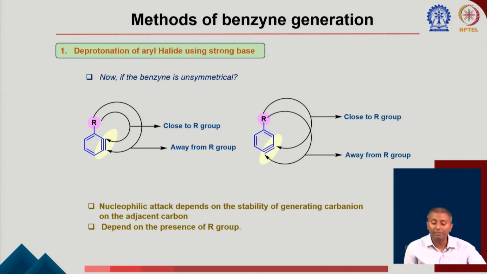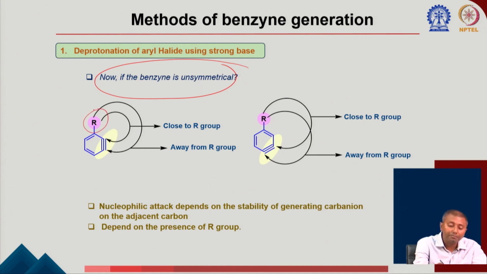So now the question comes, as I was mentioning, that if your benzyne is unsymmetrical, which I mentioned in the previous slide, you have to think about it depending on what group is attached to the aromatic ring, whether it is an electron withdrawing group or an electron donating group. Mostly you will see some sort of anion being generated. Based on the stability, one product will be major and one will be minor. So now, you have an R group here.